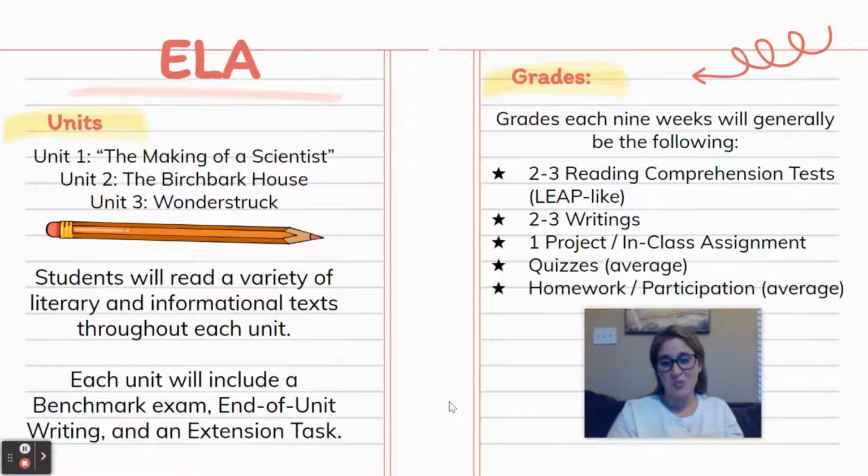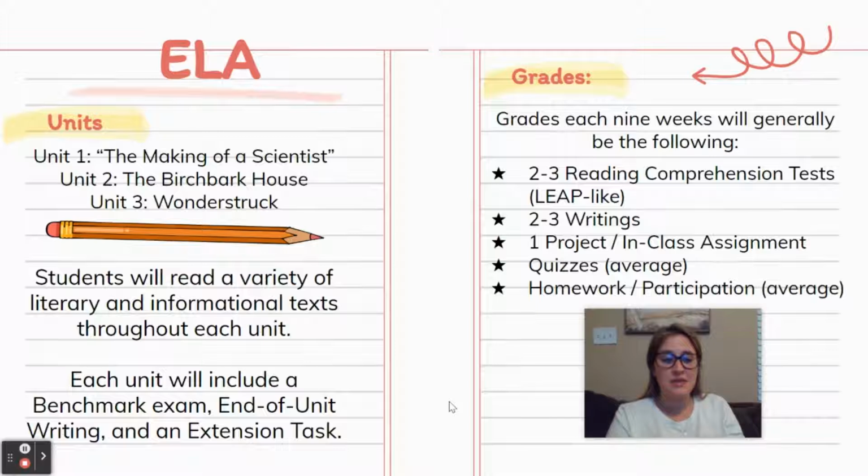So I hope the students are going home and talking to you about what we've been reading. The text we've been reading in class for Unit 1 is the Templeton Twins. We've only gotten to read the prologues of that book, but I think the kids are really enjoying it, and I think they're definitely going to continue enjoying it too. For each unit, students are going to read a variety of literary and informational texts throughout the unit. Through those texts is where we will get our writing grades from.